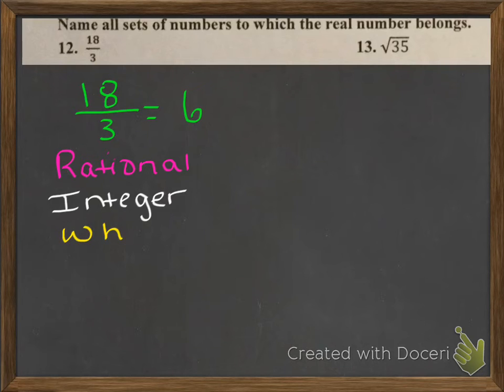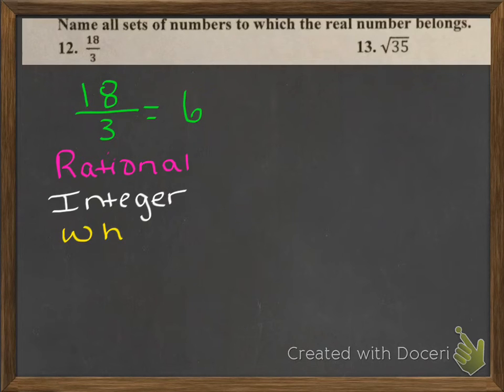And remember my cute little saying about the quadfecta. You're looking for up to 4 different labels. We're looking for rational, integer, whole, and natural. Or irrational. So in this problem, we know it's a rational number because it is not repeating, it's not terminating, and, because it is a whole number. 18 divided by 3 is 6.